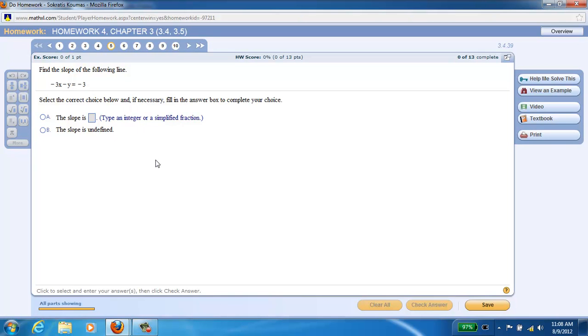For this equation you have to solve the equation for y. You have to bring it in the form of y is equal to mx plus b, and then you can figure out the slope.